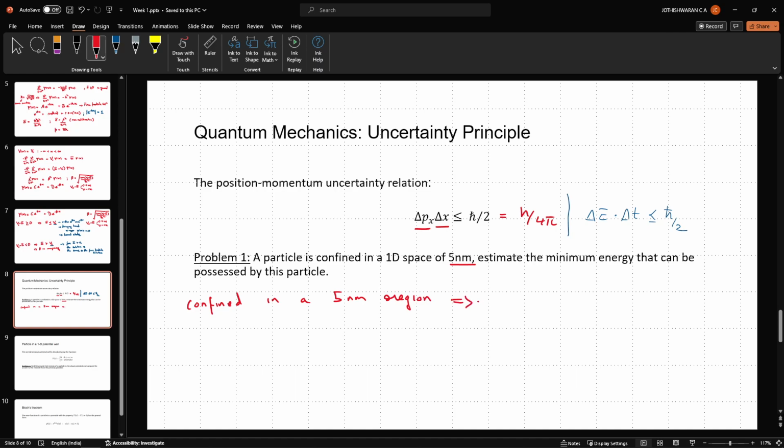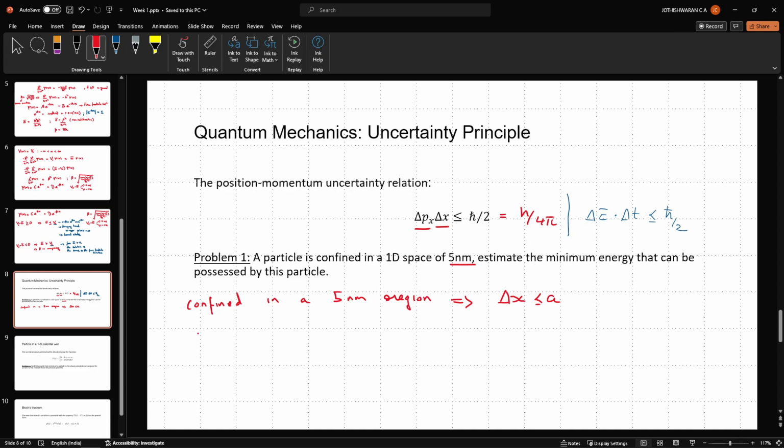This implies that delta X has a maximum value of, oh sorry, not greater than or equal to, it's the other way around. It is less than or equal to a. So let me consider the greatest possible value of a. Why am I considering the greatest possible value of a? That will give me the lowest uncertainty in momentum, and that is what I shall use to estimate the lowest possible energy, the minimum energy that can be possessed by such an electron.